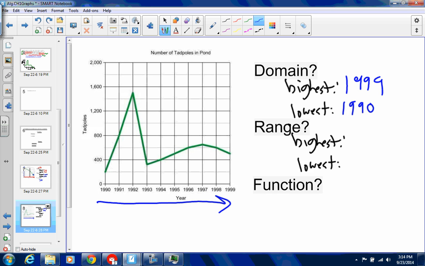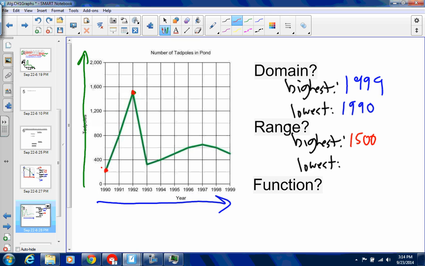All right. The range has to do with the y-axis, and we're going to draw the y-axis in green. That goes up and down. We just want to know the range. The highest point on the y-axis is right here. I'll show that one in red just so you can tell the difference between that and the graph. If you want to estimate, that is about 1,500 tadpoles.